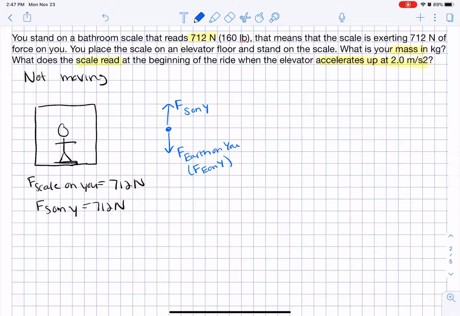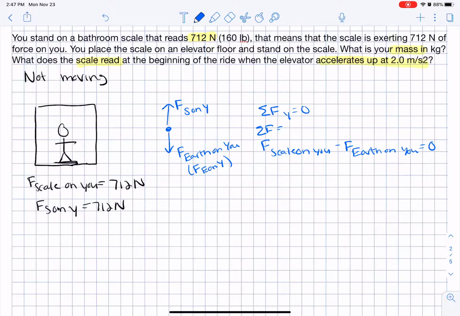Well, we know if we're not moving, we're not changing our motion, the sum of the forces is going to be 0. So that means the force the scale exerts on you minus the force the Earth exerts on you is going to be equal to 0 because the sum of the forces is 0. And this is our sum of the forces statement. Should have put that first.